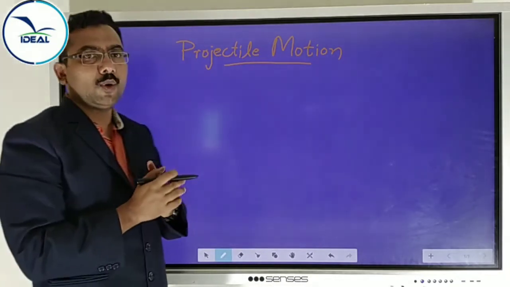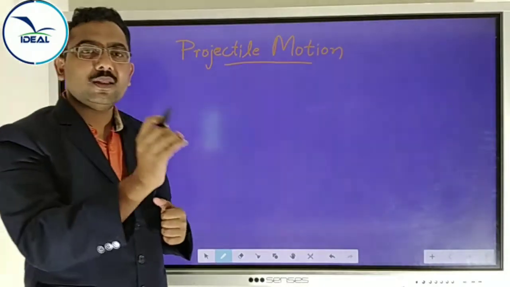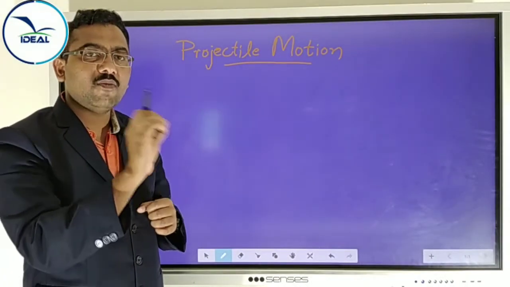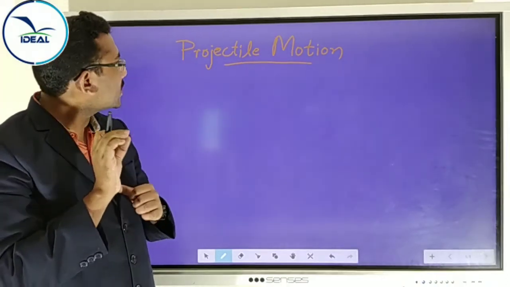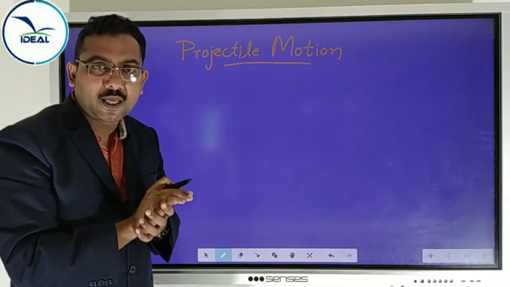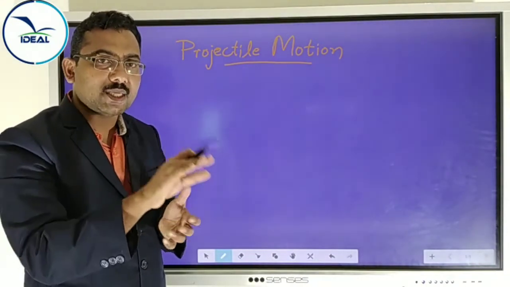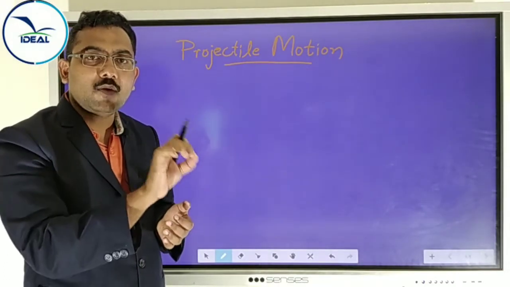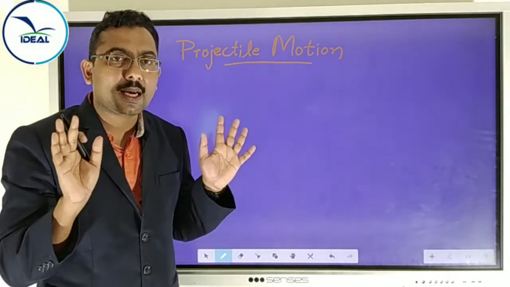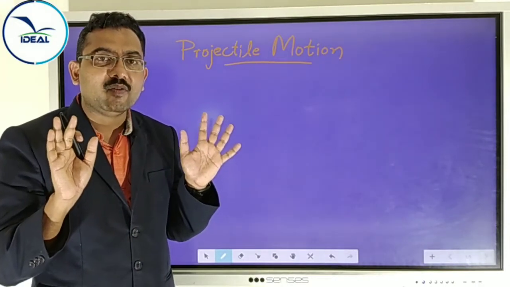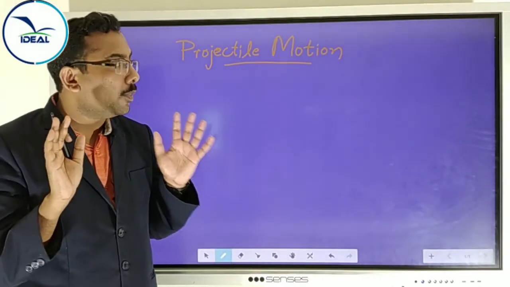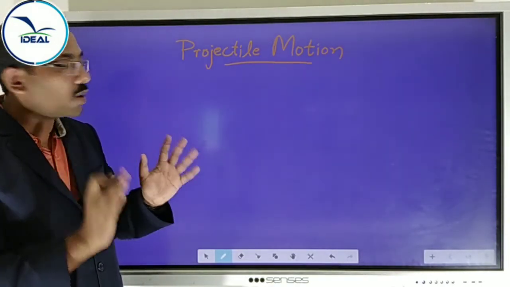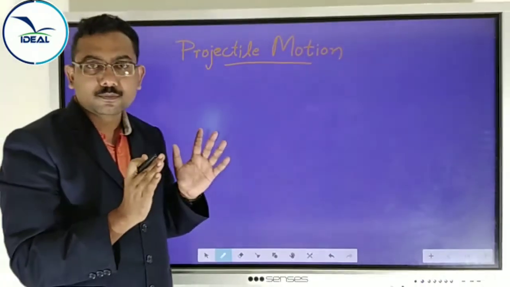Then what is projectile motion? A body thrown with an initial velocity and then allowed to move under the influence of gravity alone. The motion of the body is called projectile motion, and the body is called a projectile. The path of the projectile is a parabola, or the trajectory of a projectile is a parabola. Okay, clear? Very important. Listen very carefully. Very important topic. You can score up to 4 marks from this section, projectile motion.